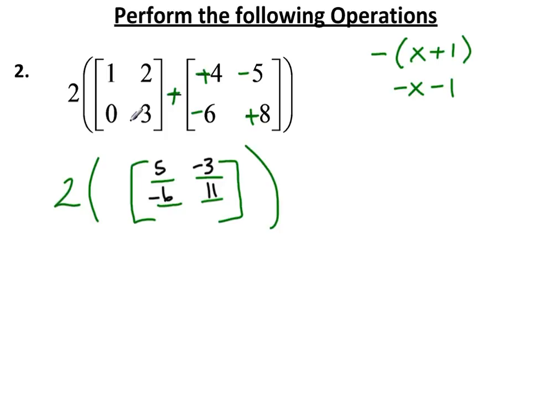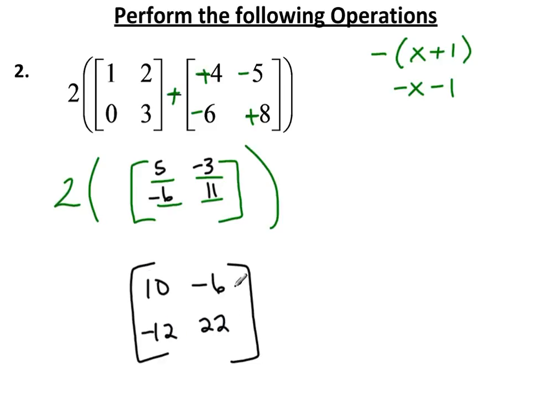Okay, so first thing I did was combine the ones inside. Now I'm going to use my scalar multiplication and distribute the 2 to each of my entries. 2 times 5 is 10. 2 times negative 3 is negative 6. 2 times negative 6 is negative 12. And 2 times 11 is 22. And this would be my final answer, a 2 by 2 matrix.